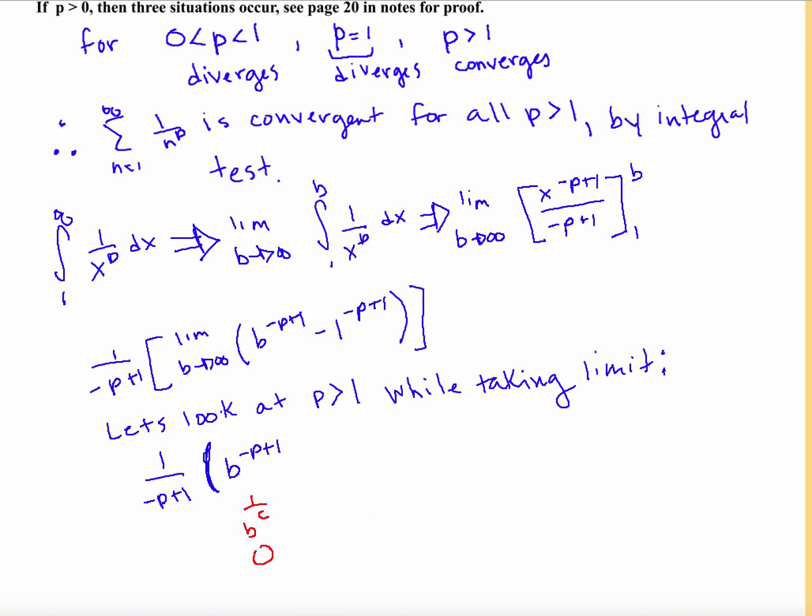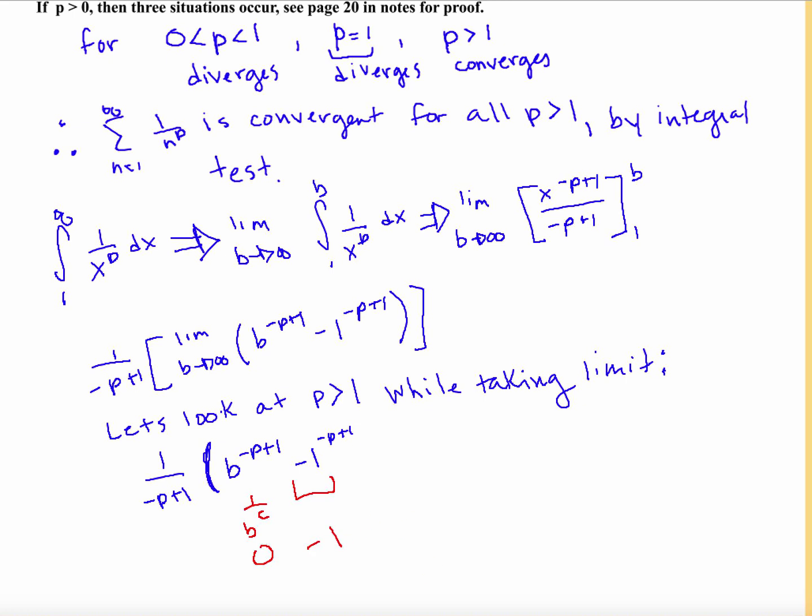And then we've got good old 1 to the negative p plus 1 power. Well, I'm going to subtract 1 to the negative p plus 1 power. Well, I don't care what value you plug in for p here. Let's say it's 10, all right? So I've got negative 10 plus 1, that's negative 9. 1 to the negative 9th power is 1. And so it's always going to give you this limit of 1. And since it's being subtracted, that's a minus 1.